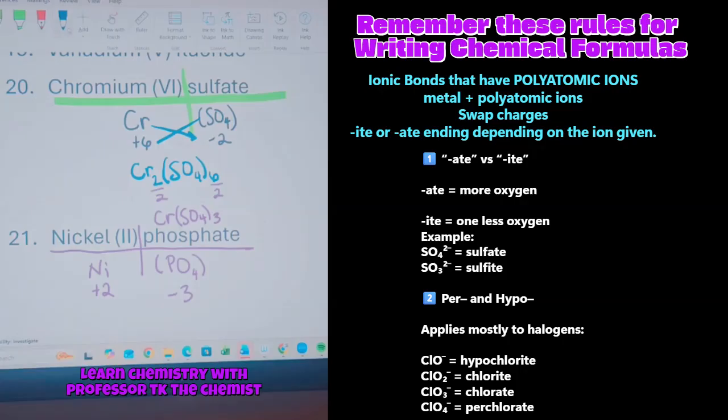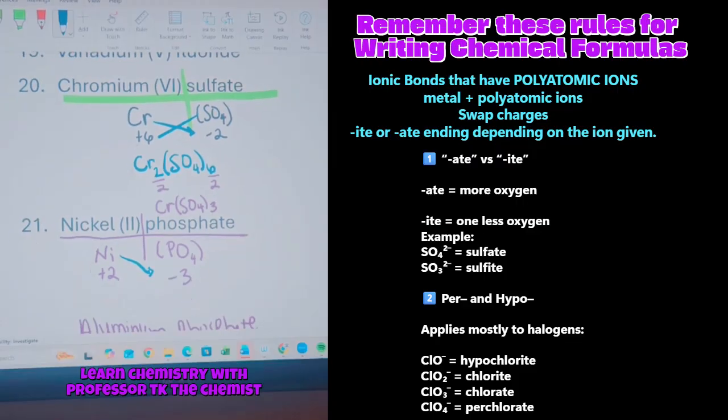Y'all already know what to do. Swap those charges. Nickel is going to get the 3. Okay? So you're going to end up with Ni subscript 3, and phosphate is going to get that 2. PO4, and on the outside, 2. See that? Just like that. When I move, you move. So when the charges swap, just put the new number on the outside.